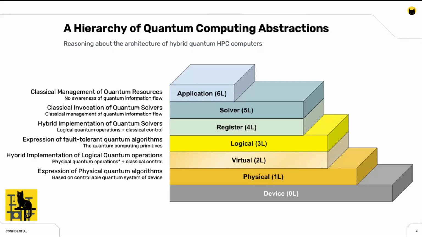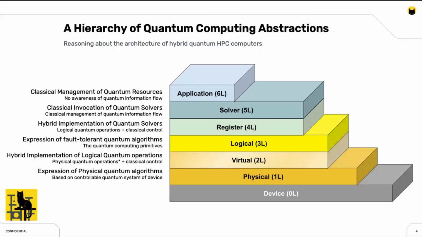But just to go down through the layer concepts here, application layer is basically how we manage applications. It's making sure that applications get launched, that applications that use quantum get launched in systems that have the quantum resources available to do the job. It is aware of quantum resources. It is managing quantum resources, but it doesn't require and does not have any awareness of actual quantum information flow.